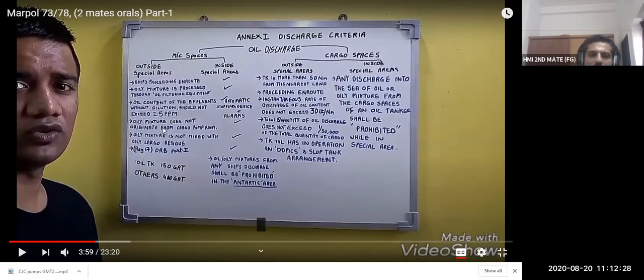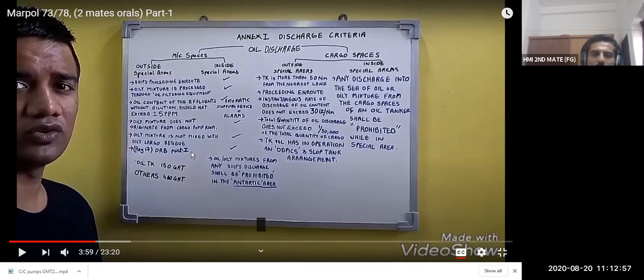Then the oily mixture should not originate from the cargo space, because cargo space will be covered in the cargo spaces criteria. So it should be only from the engine room or machinery spaces. Even the pump room comes under cargo spaces. Then the oily mixture should not be mixed with oil cargo residue. You cannot put anything of oil cargo in the machinery space and then say it is machinery space. It's not like that. Then there is the oil record book, we will see.